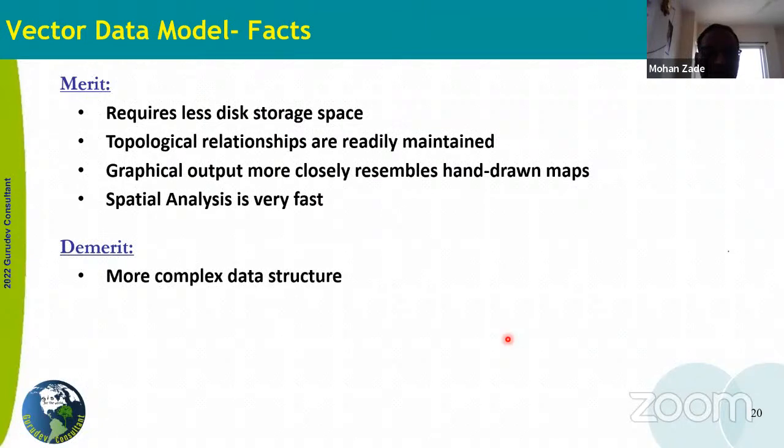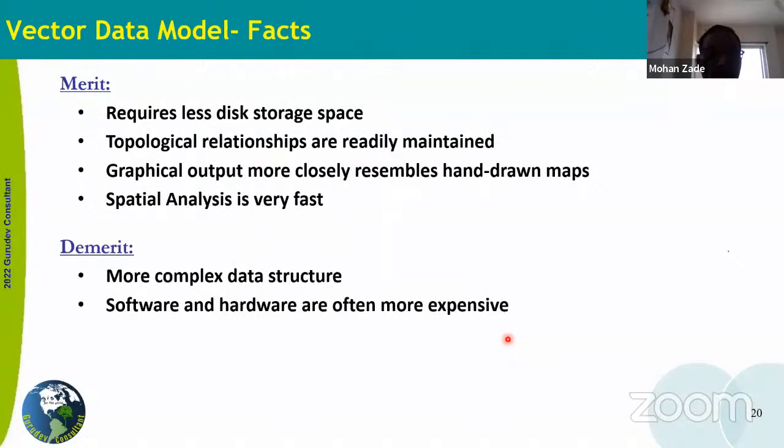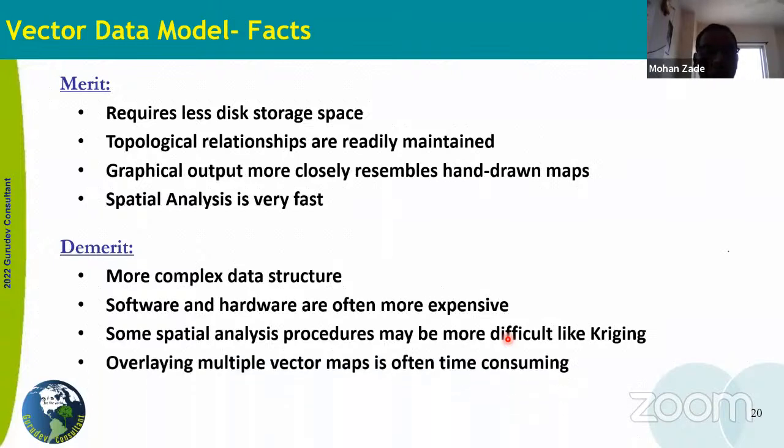Demerits are more complex data structures. It requires more software and hardware, which is expensive, and some special analysis procedures, like kriging, are difficult in the vector data model. Overlaying and multiplying vectors is often time-consuming. If you see Bhuvan, when you open a map, many layers open simultaneously and come one by one on top of each other. That takes time because of the memory size as well as the complexity involved in vector data.